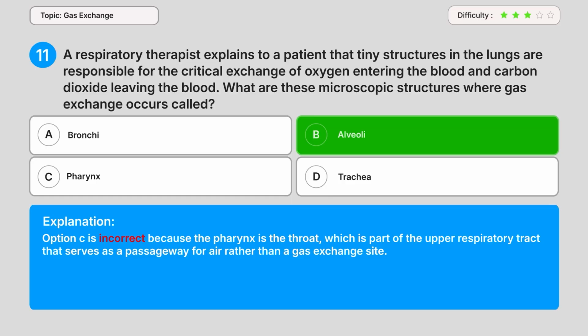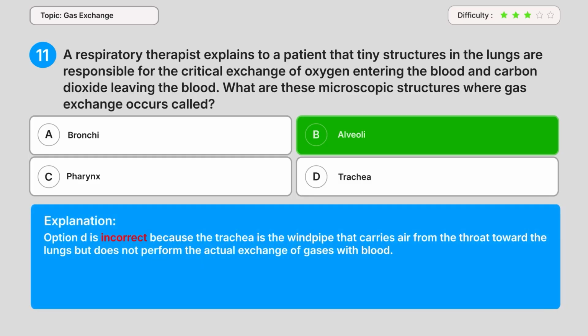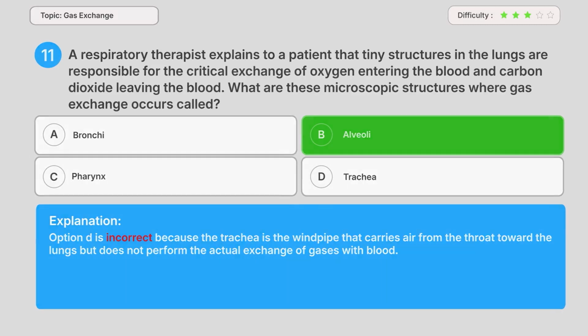Option C is incorrect because the pharynx is the throat, which is part of the upper respiratory tract that serves as a passageway for air rather than a gas exchange site. Option D is incorrect because the trachea is the windpipe that carries air from the throat toward the lungs but does not perform the actual exchange of gases with blood.